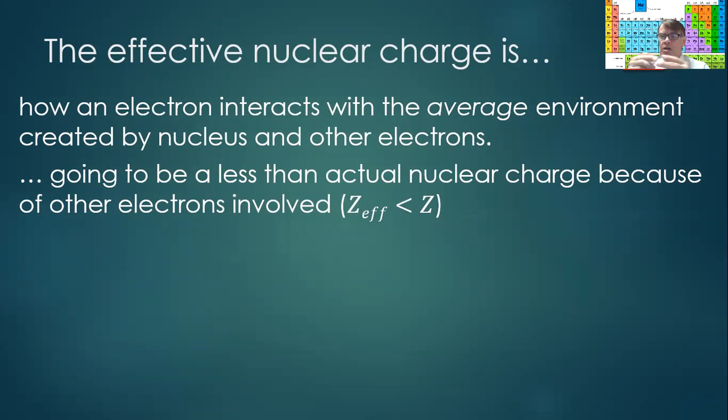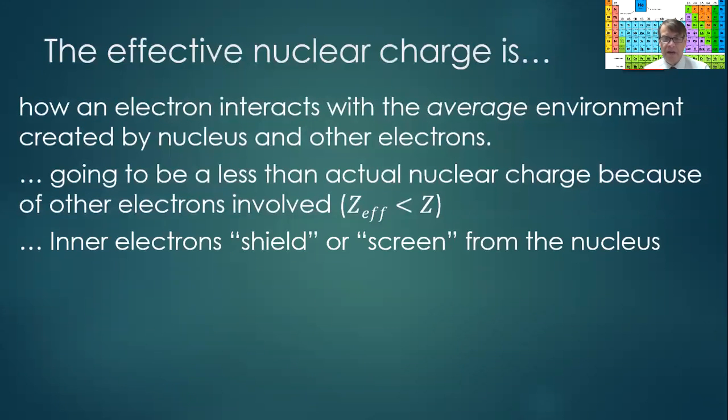So the effective nuclear charge is not just going to be the charge of the nucleus. It's going to be less than the charge of the nucleus because some of it's going to get filtered out. The inner electrons shield or screen the electron out here. The negative electron out here is being screened from the positive charge in the nucleus.